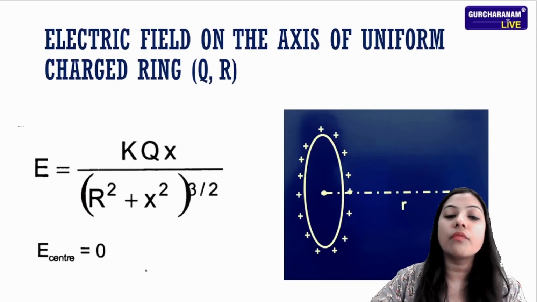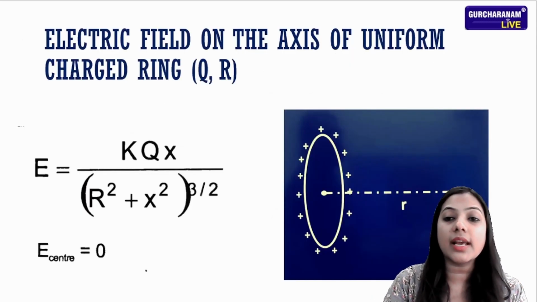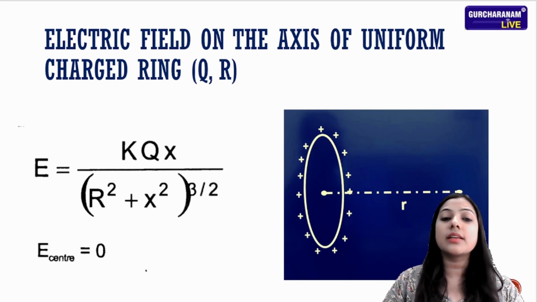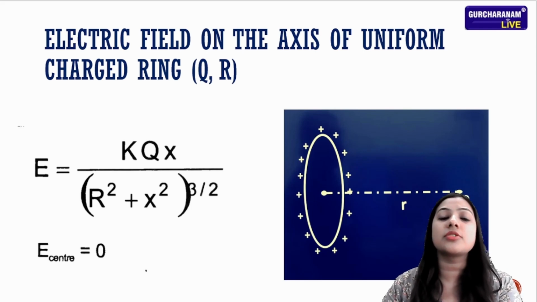Now we are moving to our next topic, which is the electric field on the axis of a uniform charged ring. Now, students, we learn how to find the electric field on the axis of a uniform charged ring.